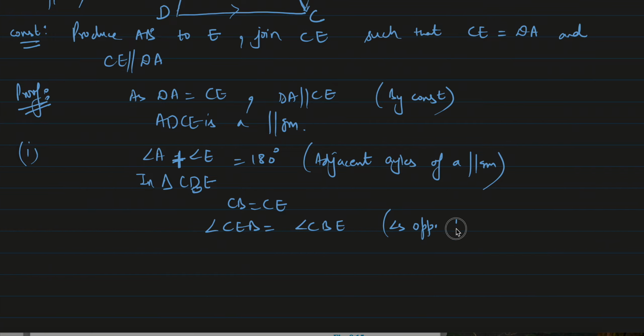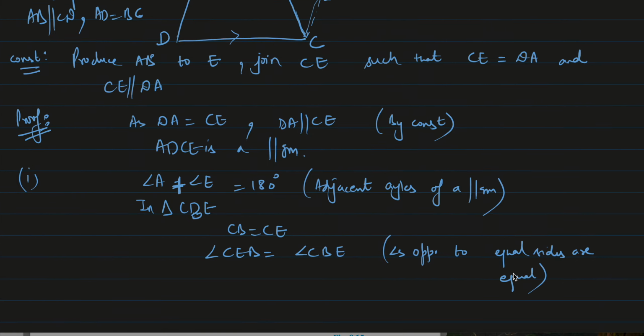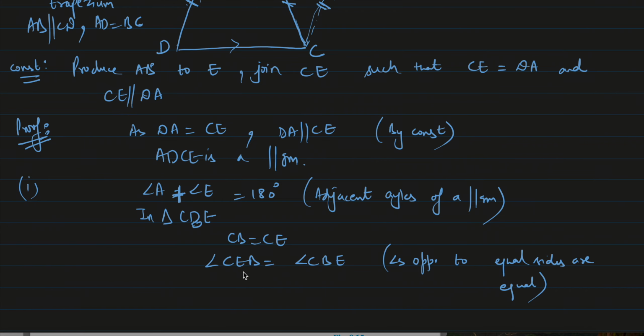Angles opposite to equal sides are equal. So we got these angles equal. So I'll say that angle E equals angle CBE. Okay, students.